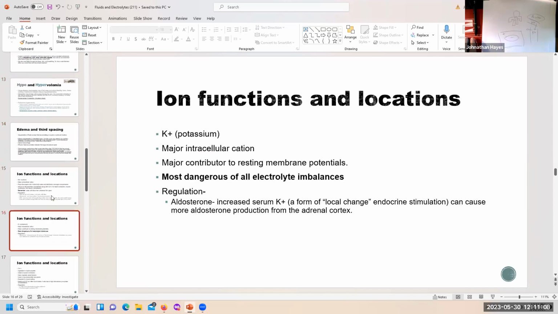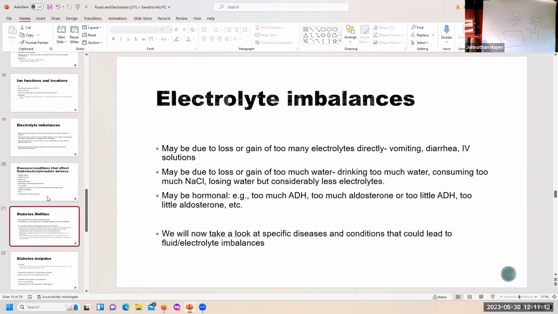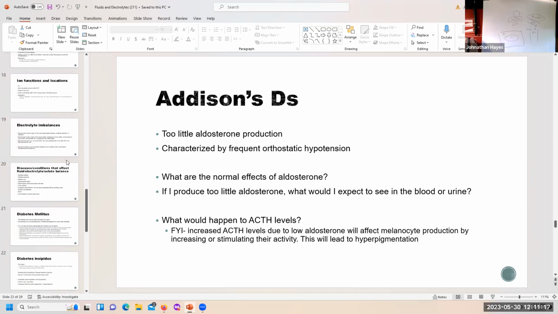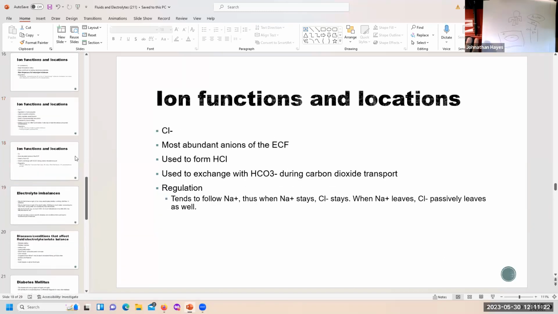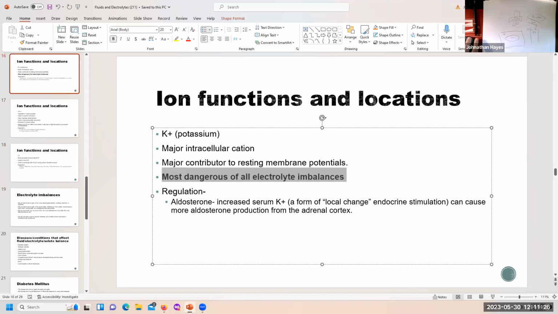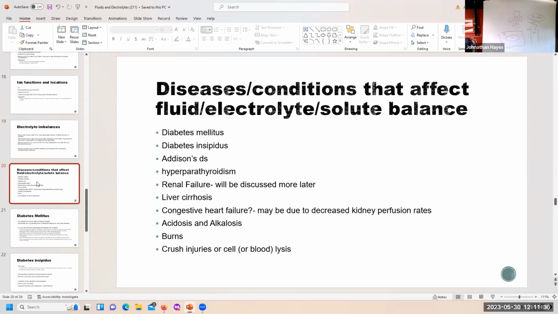But for now, let me go ahead and let you guys go read through the rest of the PowerPoint. The pathophysiology comes after the electrolyte imbalances, and goes over normal ion functions and locations, the intracellular, the extracellular. Anything that's bolded, make sure you know that, that helps. It doesn't get into all of them. We'll do this more when we get into lab diagnostics, but here's where the diseases and conditions come up, things that would affect our fluid and electrolyte balance.